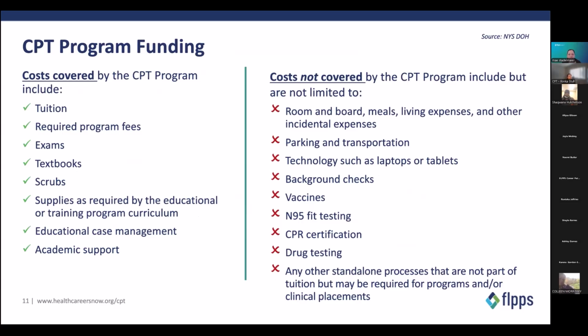As we mentioned before, the program funding covers tuition, required program fees, exams, textbooks, scrubs, and supplies that might be required by the educational or training program curriculum. We also offer educational case management and academic support like tutoring. We need to mention that there are some costs that the program cannot support, such as room and board, meals, living expenses, and other incidental expenses. They are not covered by the program.